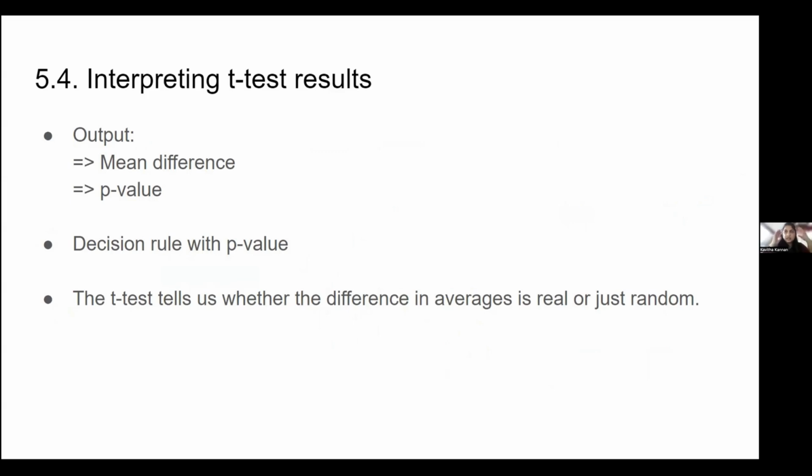Here is where your decision rule comes in with the p-value. If the p-value is lower than 0.05, what do you do? You reject the null hypothesis and accept the alternative hypothesis. So the t-test tells us whether the difference in average is real or just random. This is the most basic test.